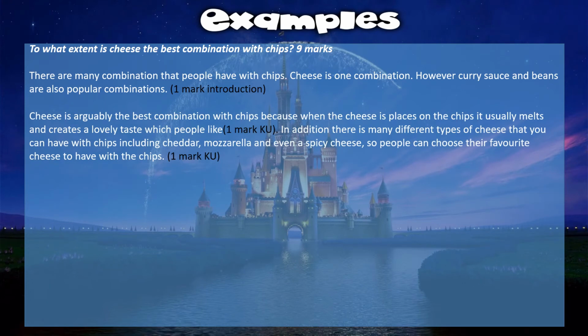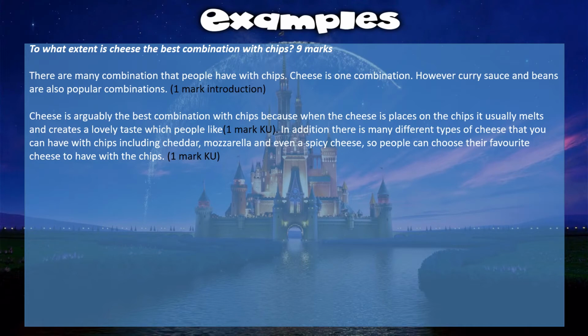We then start off by saying cheese is arguably the best combination with chips because when the cheese is placed on the chips it usually melts and creates a lovely taste which people like. So there's 1 mark for KU. In addition, there's many different types of cheese that you can have with chips, including cheddar, mozzarella and even a spicy cheese, so people can choose their favourite cheese to have with the chips. There's another mark for KU. So that's just done the I and the F.